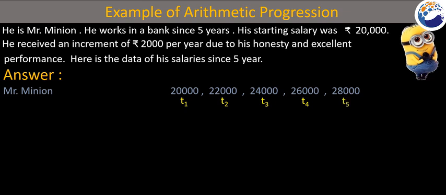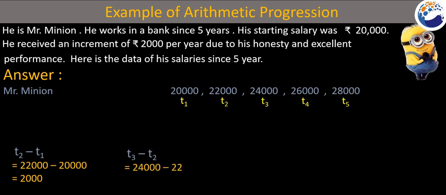Now let us take the difference between his consecutive salaries. T2 minus T1 is equal to 22,000 minus 20,000 is equal to rupees 2,000. Similarly, the difference between his third year and second year salary, that is T3 minus T2, is equal to 24,000 minus 22,000 is equal to 2,000, and so on.